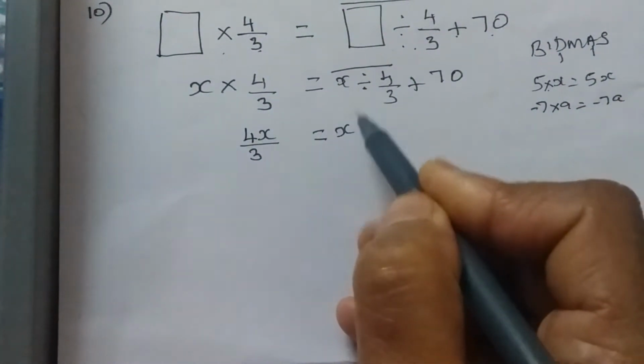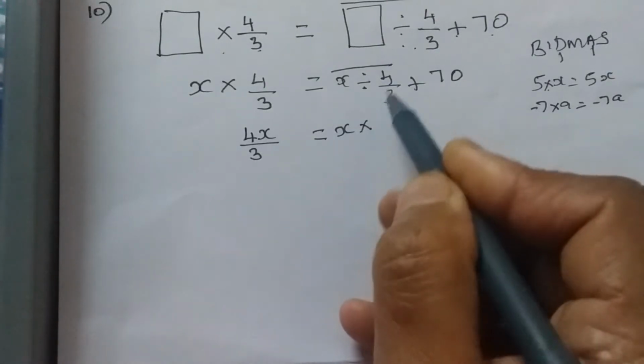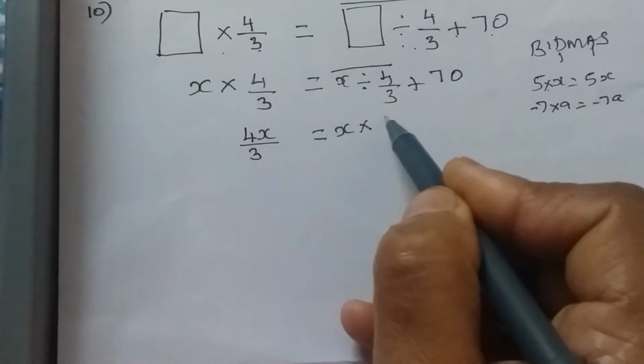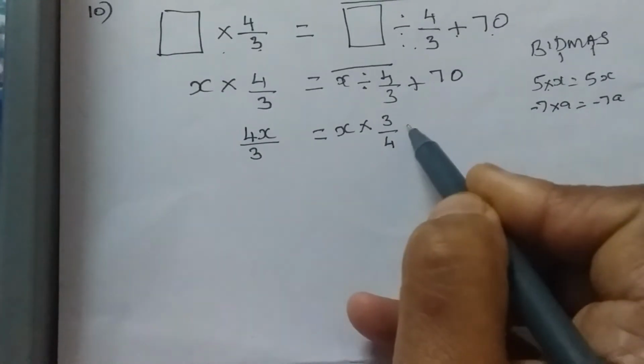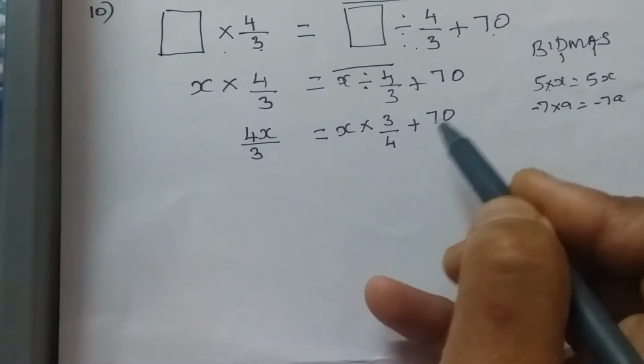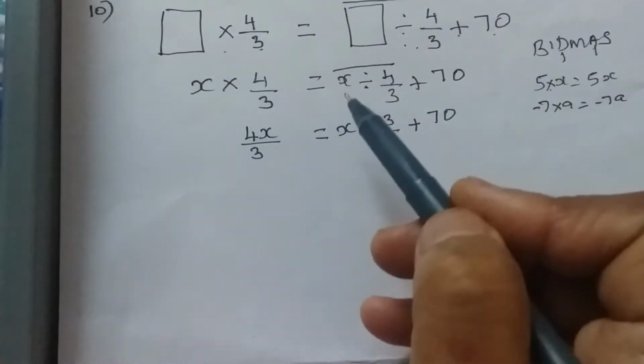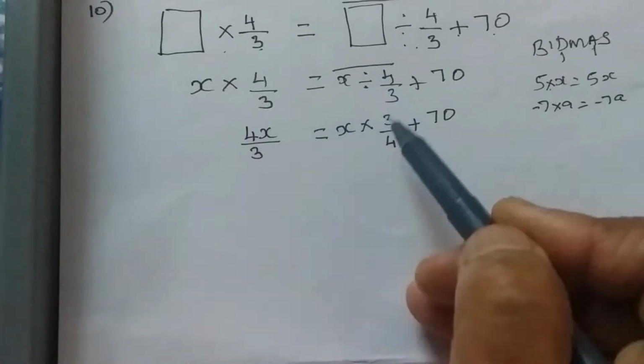First, in rational number, keep the first as it is and change division into multiplication. 4 by 3 becomes, write the reciprocal of the second rational number, 3 by 4, plus 70 as it is. So only one operation in one step. So here we multiplied on the left hand side, right hand side just as it is, only changing division into multiplication.